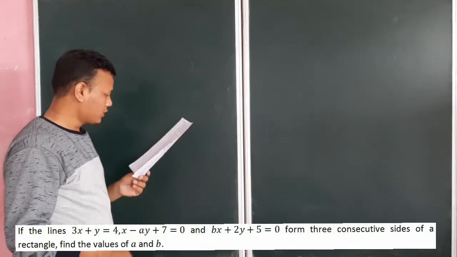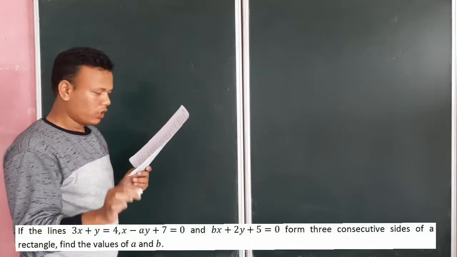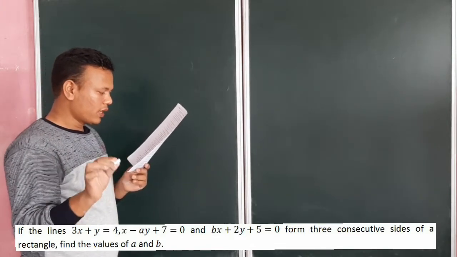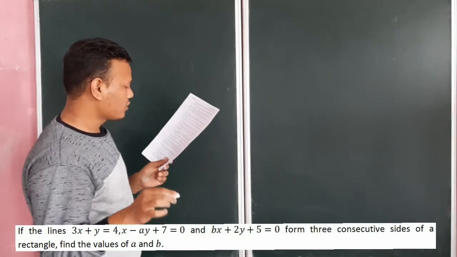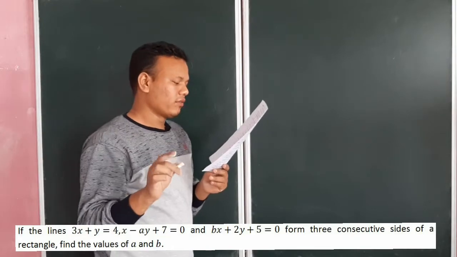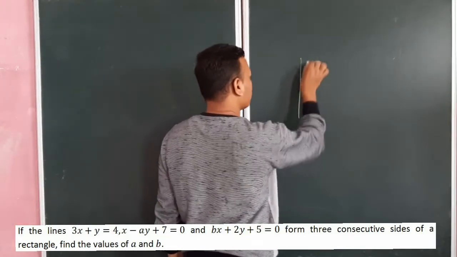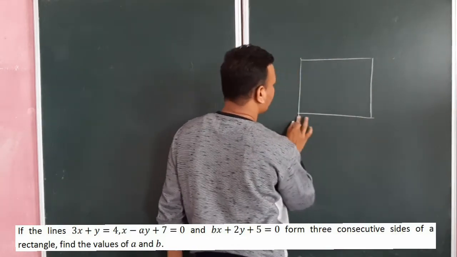Okay, so the question says, if the lines 3x plus y equals 4, x minus ay plus 7 equals 0, and bx plus 2y plus 5 equals 0 form three consecutive sides of a rectangle, find the values of a and b. So they are talking about a rectangle. So let me quickly draw a rectangle out here. Okay, so let me take any three consecutive sides.